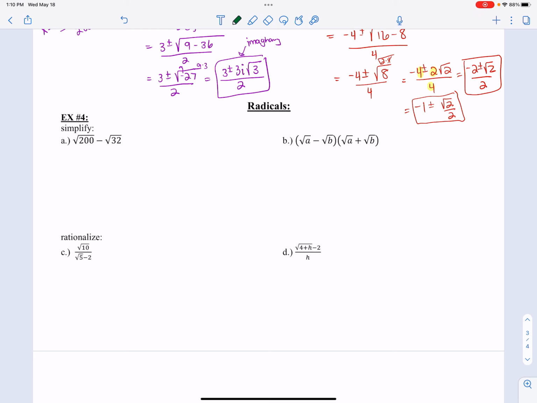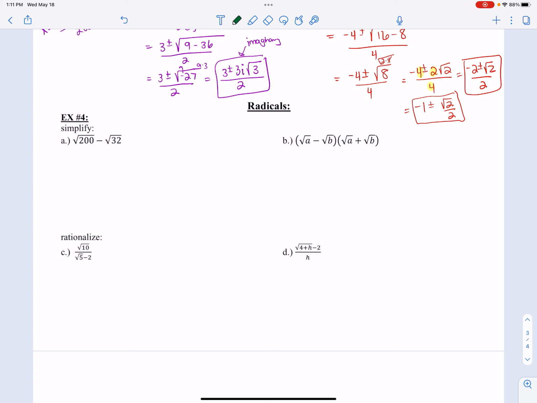All right, in this video, we are looking at just a few questions dealing with radicals. So I've got four really different types of problems here. The first one, I am subtracting two radicals.